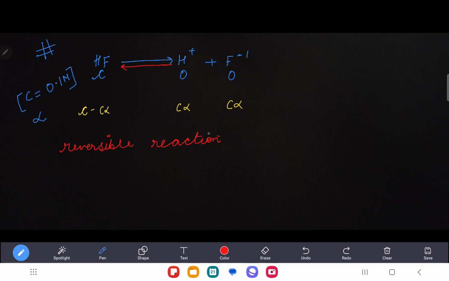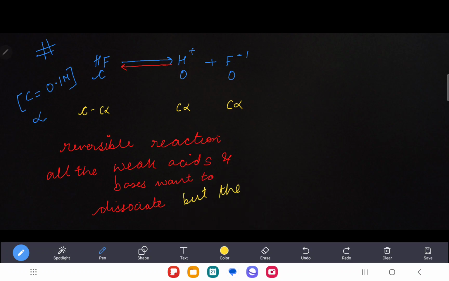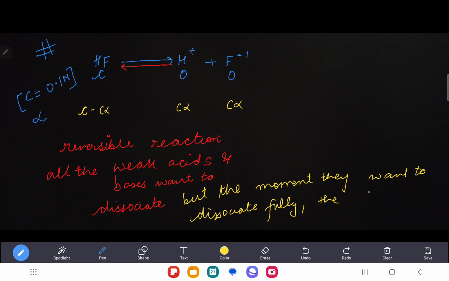So what I'm trying to tell you is that all the weak acids and bases, it's not that they do not want to dissociate. All the weak acids and bases want to dissociate. You understand? But the moment they want to dissociate fully, the H plus ions and, in this example, F minus ions will combine back. Do you understand my point?